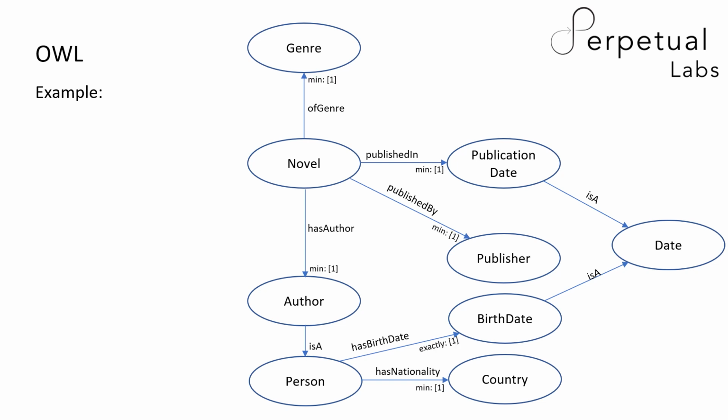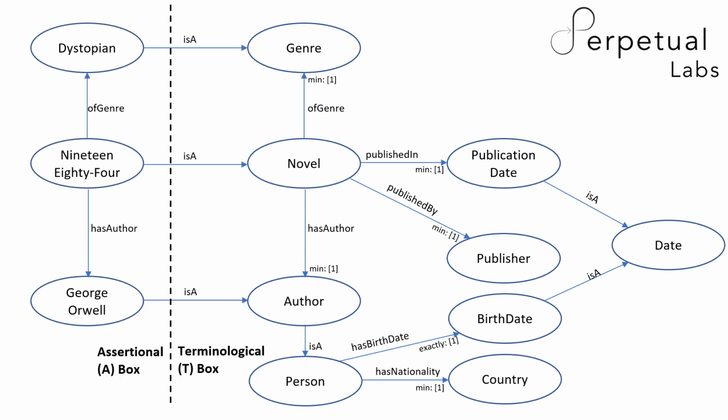We can provide cardinality constraints to define the cardinality of properties. For example, a person must have at least one nationality and exactly one birth date. The ontology can also be known as the terminological box, or T-box. Instances of these types can then be defined in the assertional box, or A-box.